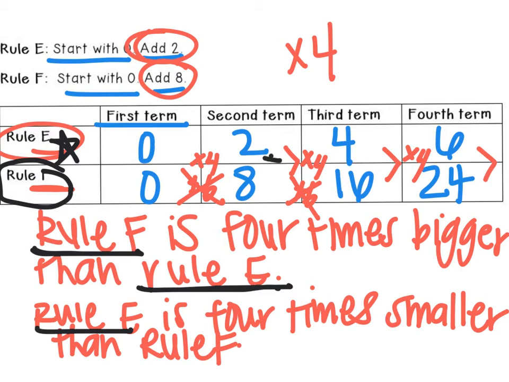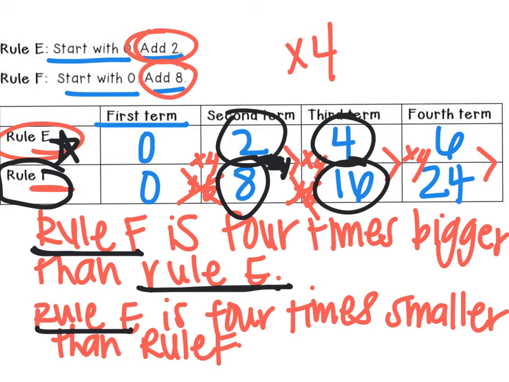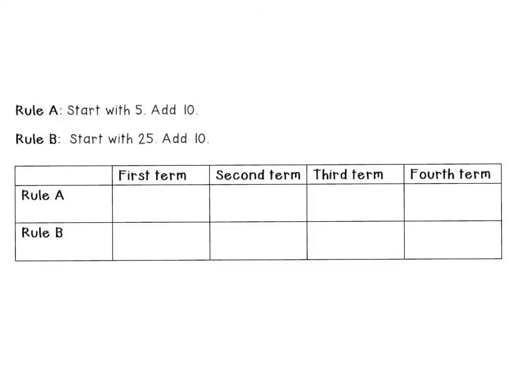I know that as I go down, you're multiplying by 4. So that means like 2 is 4 times smaller than 8. And 4 is 4 times smaller than 16. So look at 1 or 2 examples to help you write the rule. So my top number was 4 times smaller than my bottom number. Well, the top is rule E, and it's 4 times smaller than my bottom, rule F. So those are some tips to help you write your rules. Let's look at another example.